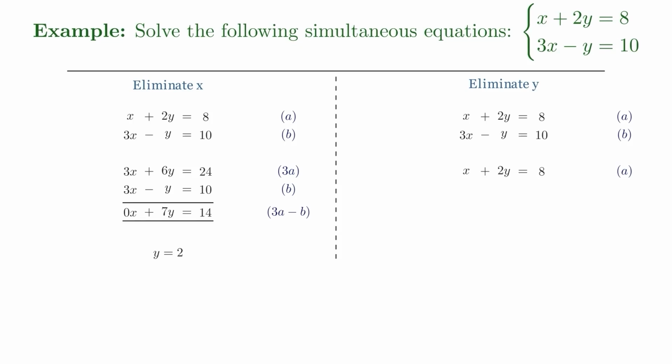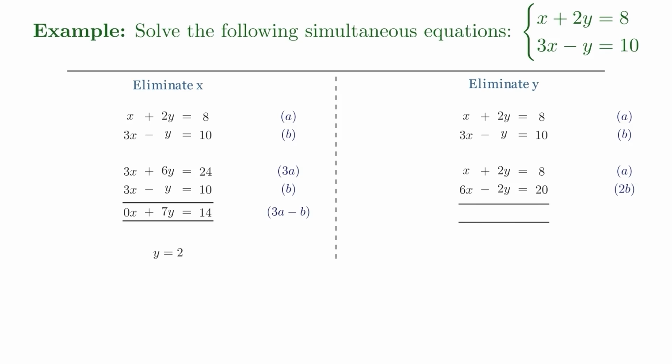And now doubling equation B, I get 6x minus 2y equals 20. Noticing the first equation has 2y, but the second equation has minus 2y. So to get these to cancel, because they're opposite signs, I have to add them together. So I'm going to add together equation A and equation 2B.